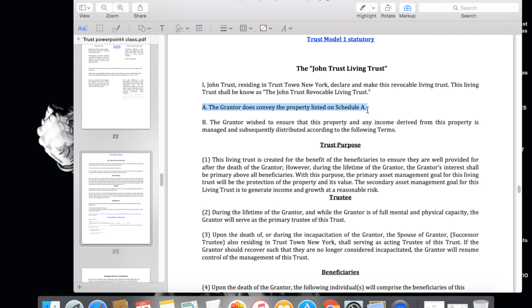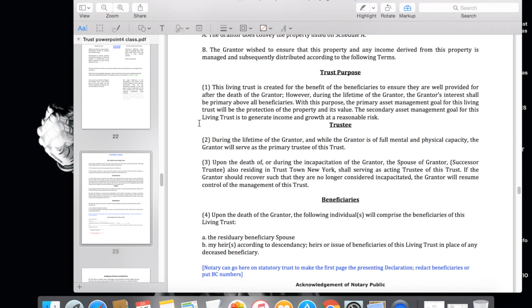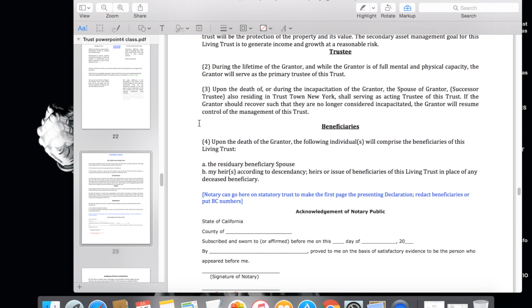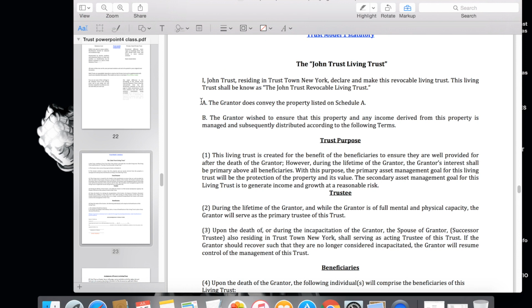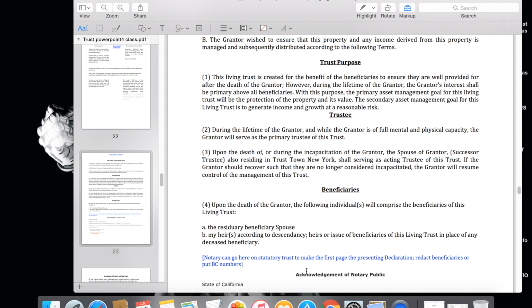The grantor does convey the property listed on Schedule A. And here we have the announcement of the property being transferred or conveyed for the trust. Remember, that's one of the elements of a trust, that property must be conveyed. And that's clearly stated right here on this first page, which will comprise our declaration. It doesn't necessarily have to, but all of these components and elements are by definition the formation of the trust.